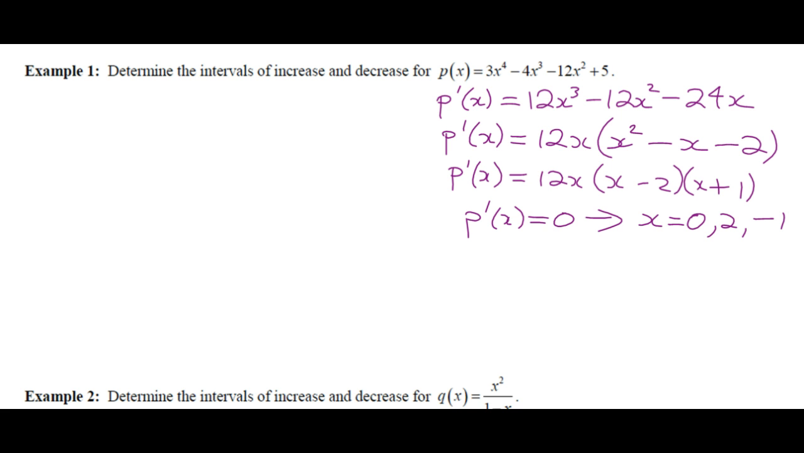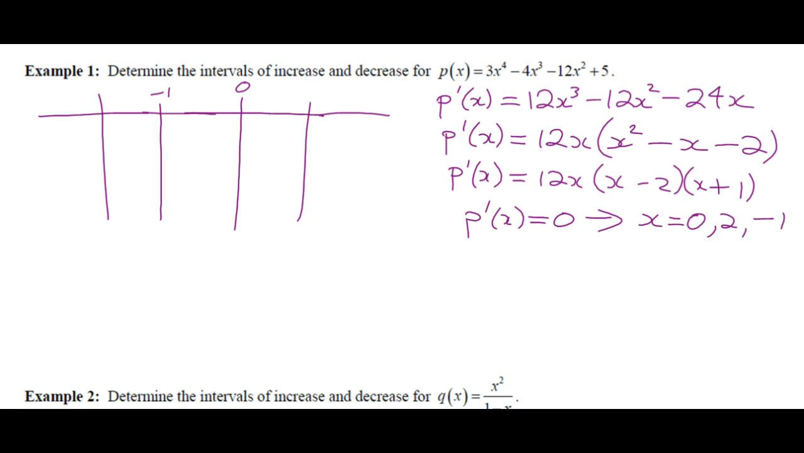So here's how we're going to set this up. We're going to set up a little table, and I'm going to set a number line on this table. Going from left to right, we have something happening at negative 1, something at 0, and something at 2. So we have three places where the first derivative is 0, giving us four intervals on the number line: below negative 1, between negative 1 and 0, between 0 and 2, and above 2.